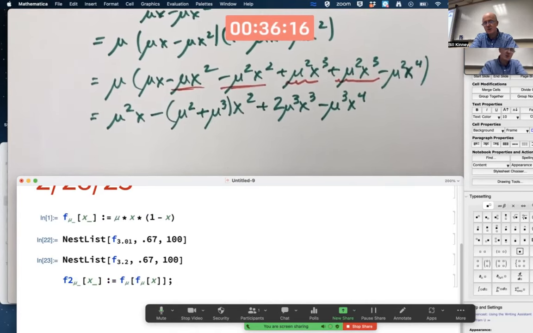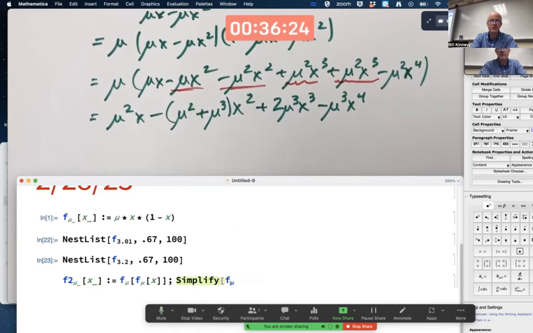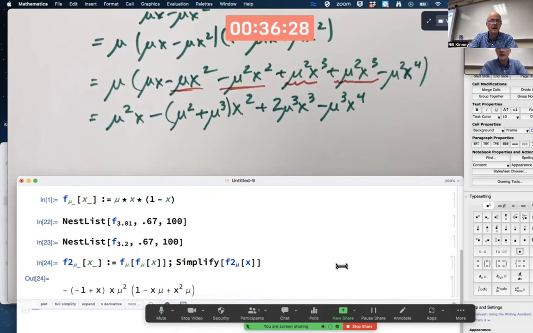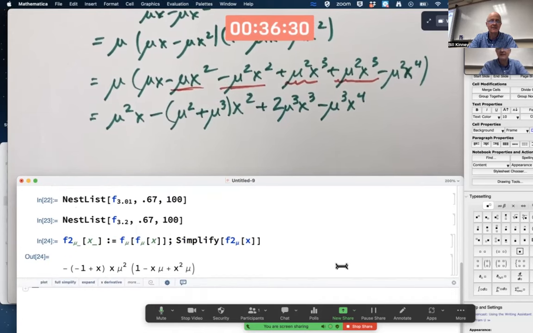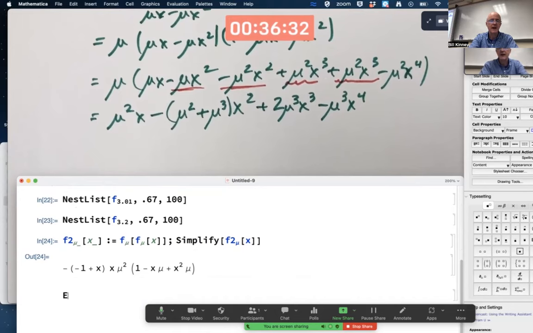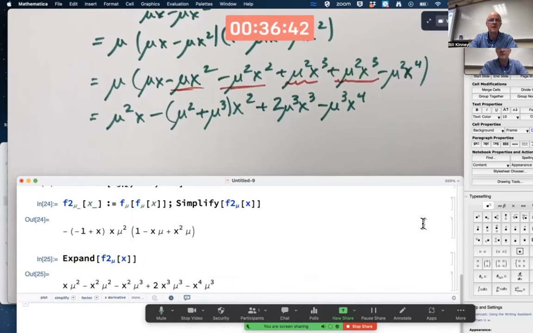Semicolon suppresses output to get the next line of code. Maybe I want to try simplifying f mu of f2 mu of x. Mathematica factored that, so maybe instead of simplify, I want to expand f2 mu of x and check my work. That'll multiply it out. Did I do it right?